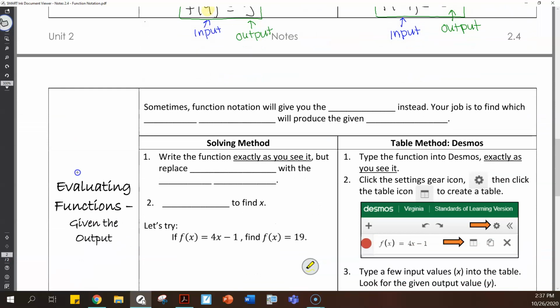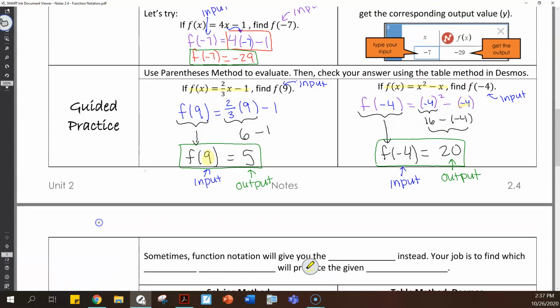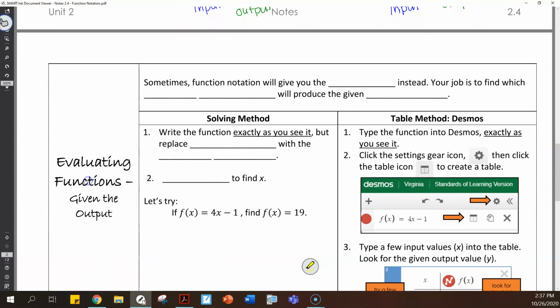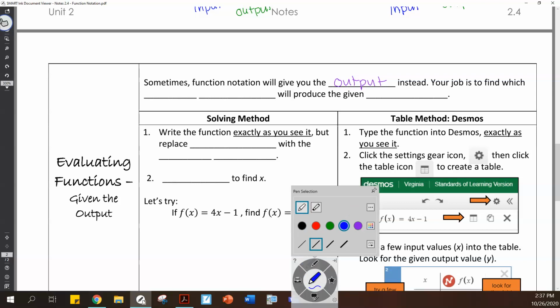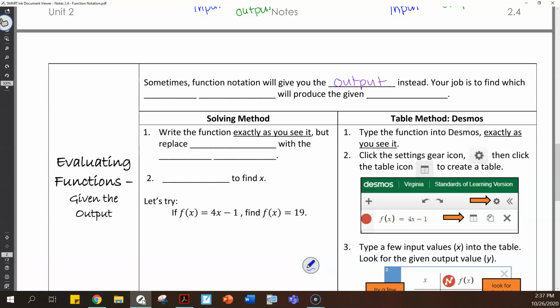So that's if they give me the x value. They give me the input value to work with. But sometimes in function notation, they'll actually give you the output value. So remember that the output value is your y value. So what you're looking for in this case, your job is to find what input value, so what x, is going to give you the output value.